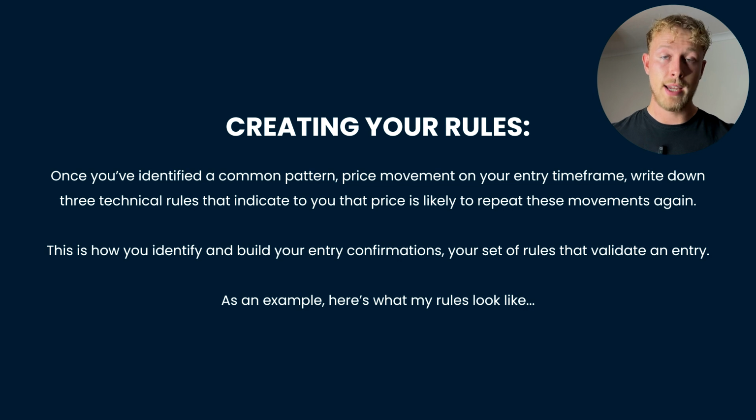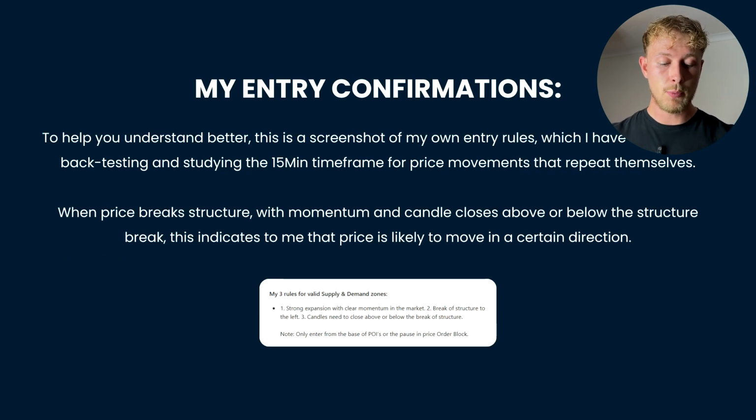As an example, here's what my own rules look like. My entry confirmations. To help you understand better, this is a screenshot from my own entry rules, which I've identified by backtesting and studying the 15-minute time frame for price movements that repeat themselves. So when price breaks structure with momentum and a candle closes above or below the structure on my entry time frame, this indicates to me that price is likely to move in a certain direction. And so you can see on your screen here, these are my 3 rules that validate an entry.